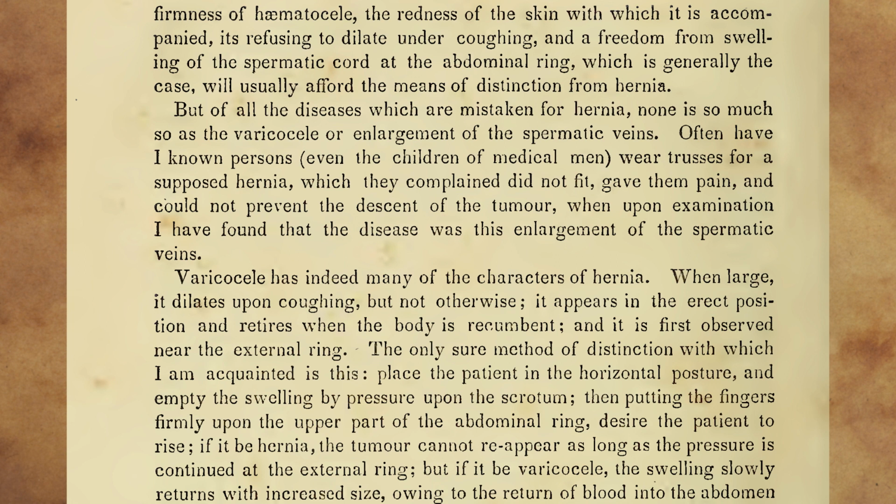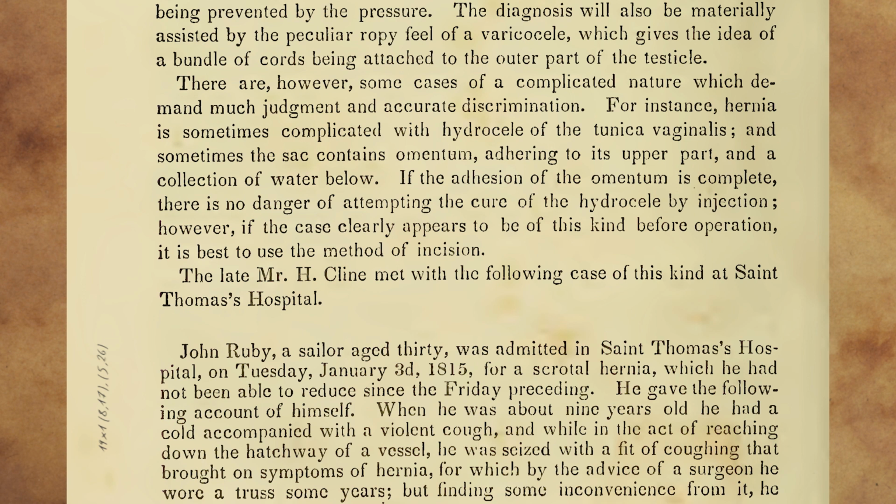Place the patient in the horizontal posture, and empty the swelling by pressure upon the scrotum. Then, putting the fingers firmly upon the upper part of the abdominal ring, desire the patient to rise. If it be hernia, the tumor cannot reappear as long as the pressure is continued at the external ring. But if it be varicocele, the swelling slowly returns with increased size, owing to the return of blood into the abdomen being prevented by the pressure.